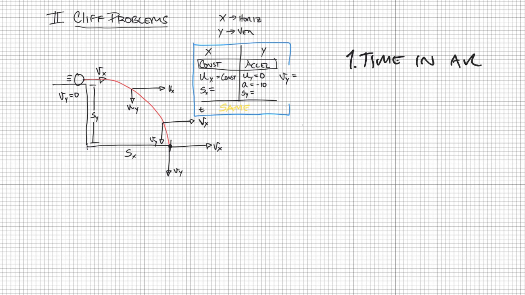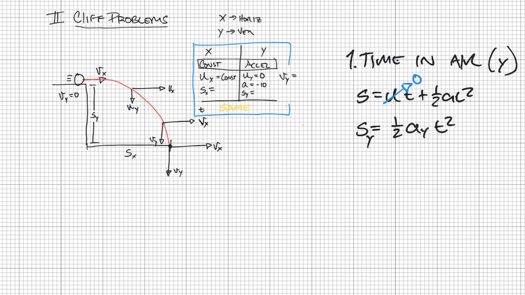I could find that from my y motion. I would use s equals initial velocity times time plus 1/2 at squared. My initial is 0, so that whole first part of my equation goes to 0. And so I'm just going to have sy equals 1/2 ay t squared. If I solve for t, t would equal the square root of 2 sy divided by a. All right, so that's a way that I would find my time in the air.